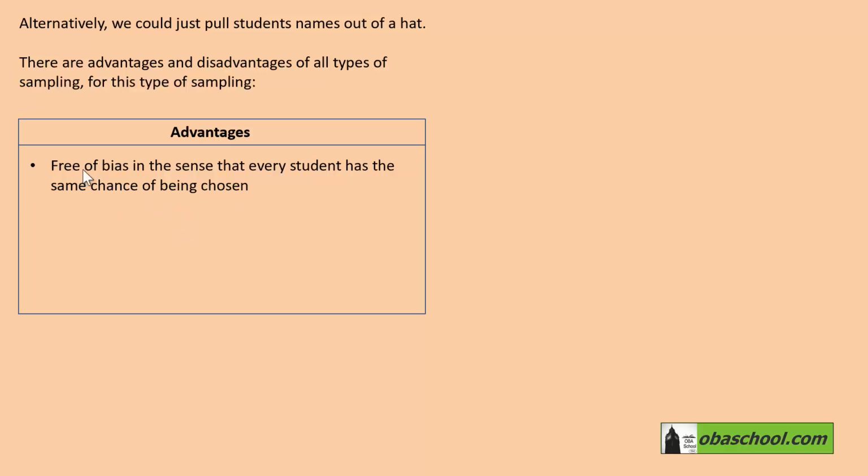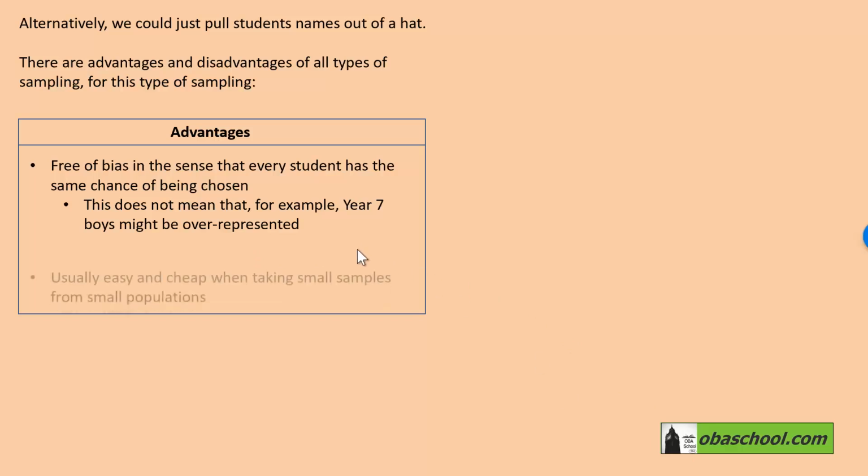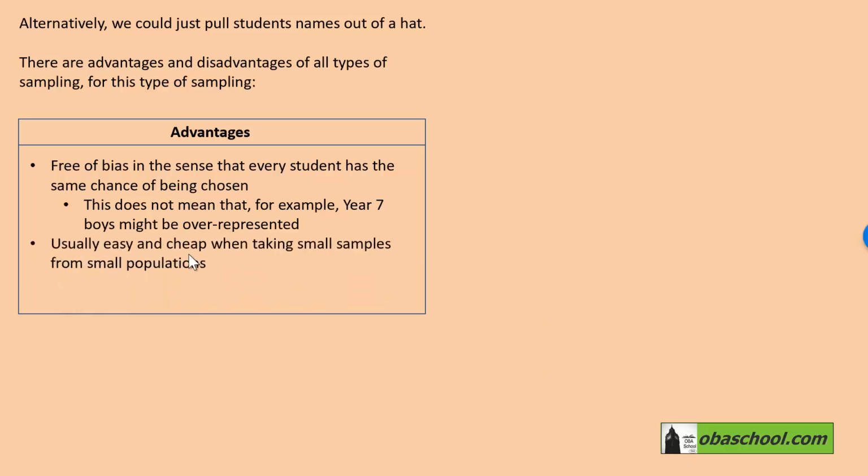However, this freedom from bias is in a statistical probability sort of way, because for the particular sample that you get, Year 7 boys might be overrepresented, and depending on the question you're dealing with, that might be a biased sample. Another advantage is that this is usually easy and cheap when taking small samples from small populations.